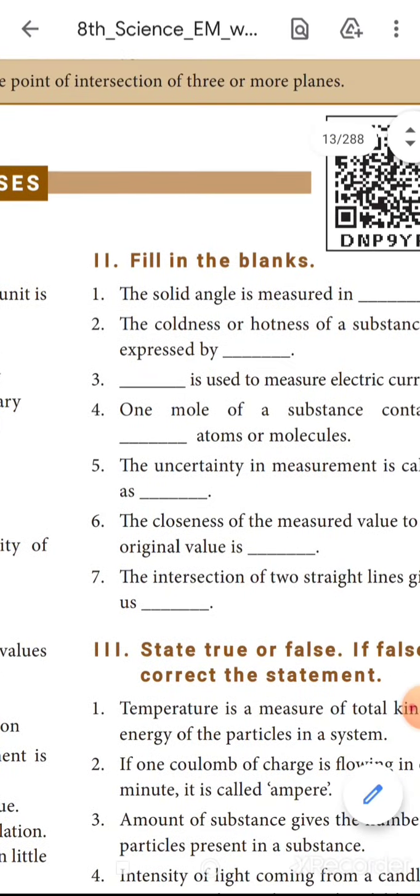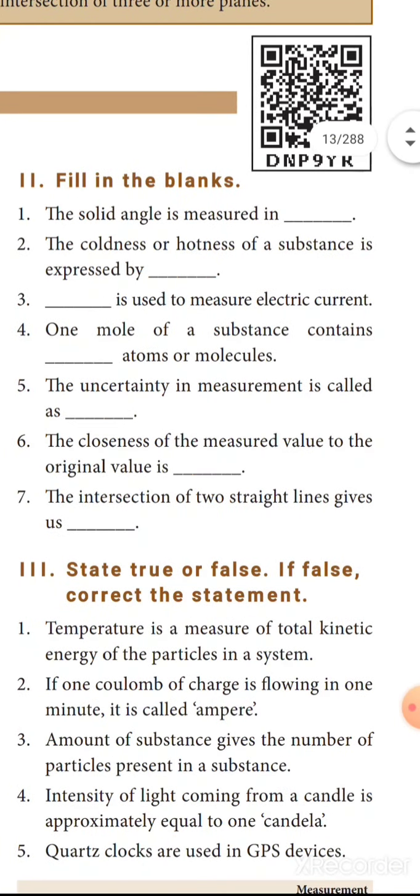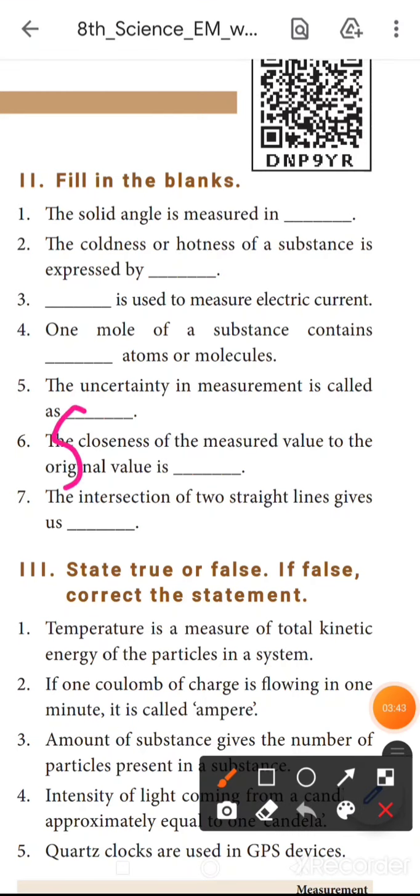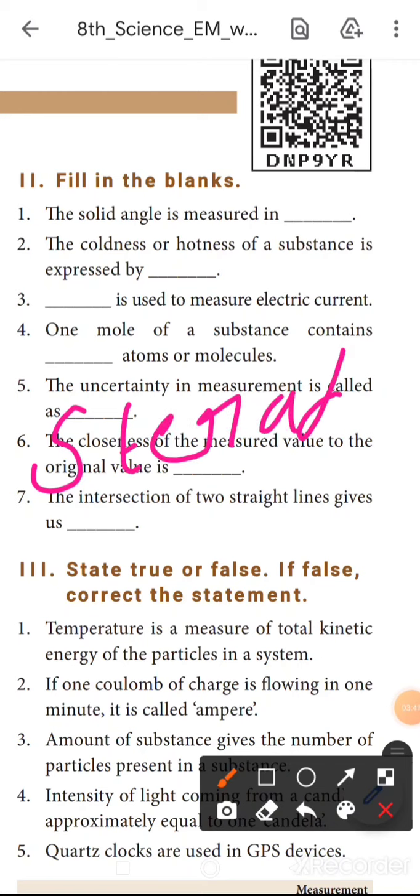Next, fill in the blanks. The solid angle is measured in, yes, steradian. The spelling is S-T-E-R-A-D-I-A-N. I will send the photocopy, so don't worry. The solid angle is measured in steradian.